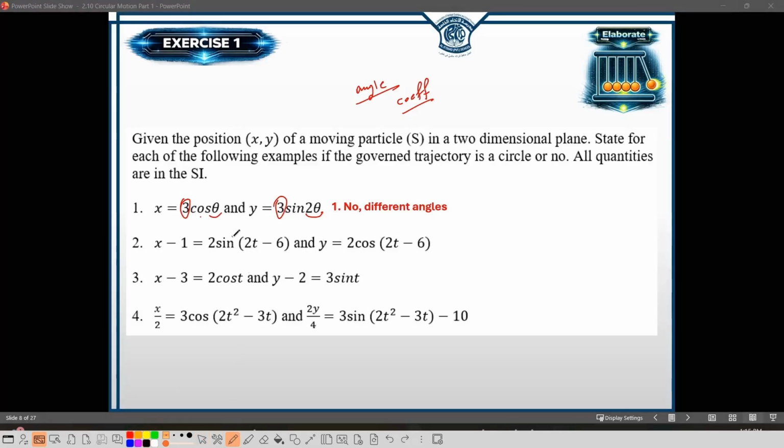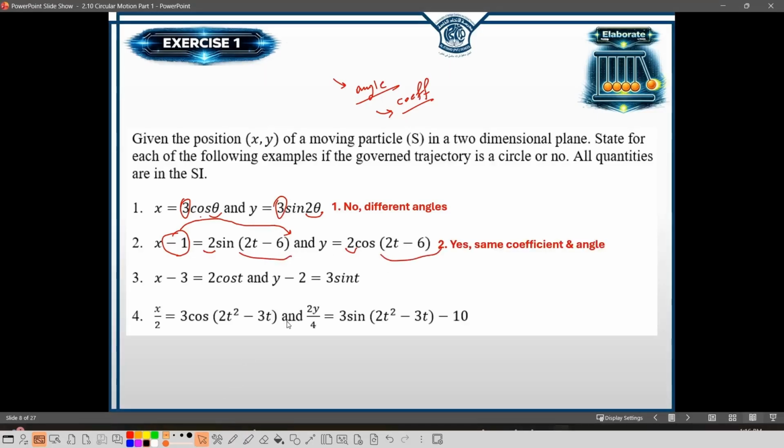Now, what about the second one? It seems a little strange. We have -1 here, for example, and we used to have x alone. So it's easy: you just move the -1 to the other hand side, and it becomes +1. Now we don't care about the number written here. It won't change the type of this equation, because by reordering it we can get the proper form. We just need to check the angle and the coefficient. If they are equal, then this represents a circular motion. We have the same coefficient and the same angle, so yes, this represents a circular motion.